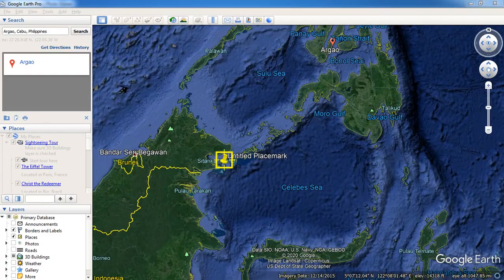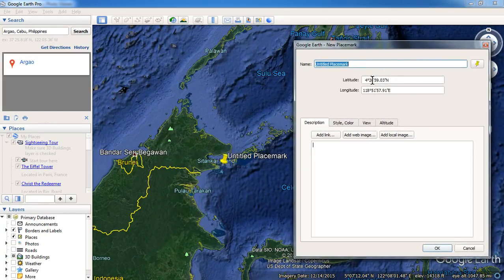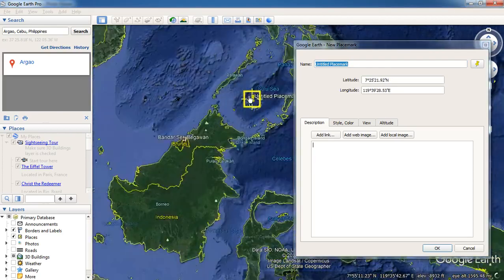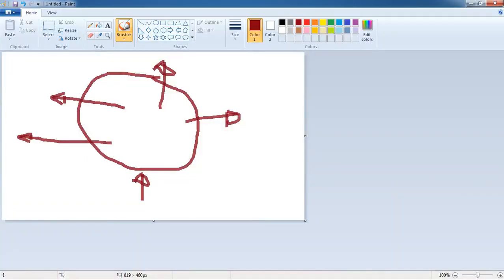It's about, wait. It's about 4 degrees from the southernmost, 4 degrees 26. And at the northernmost, somewhere there, it's around 20 degrees. Okay? So what does that mean? This location is above the equator.